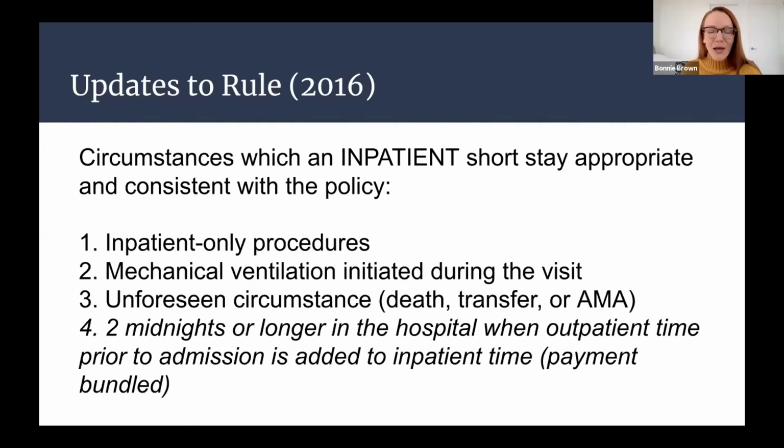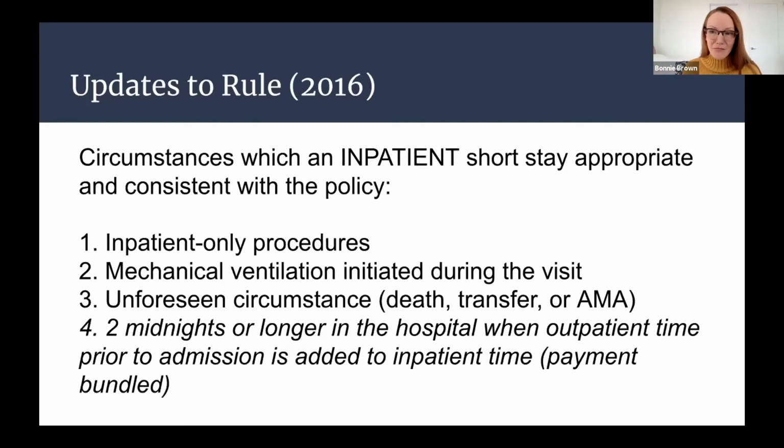And the fourth one's important as well from an observation standpoint and understanding how it works, is if a patient is in the hospital for longer than 2 midnights, including their observation stay, then that whole stay will bundle into an inpatient stay. So for example, if a patient comes into the hospital Sunday morning, they have an asthma exacerbation and you decide that they're not quite ready to go home. So you place them in observation. The next day, about 24 hours later, you're like, they're just not quite there yet. So you decide to admit them to the hospital.